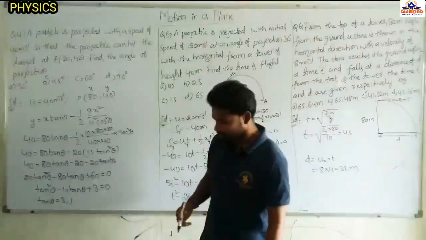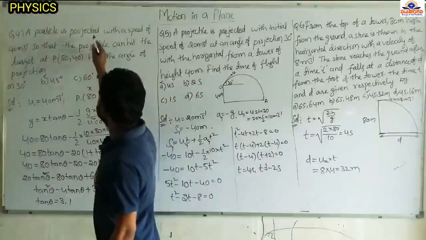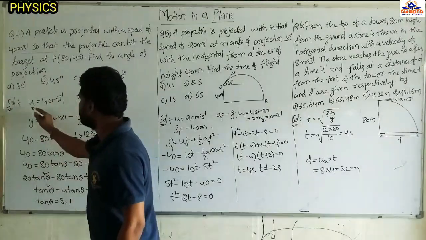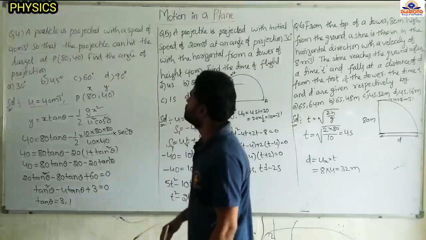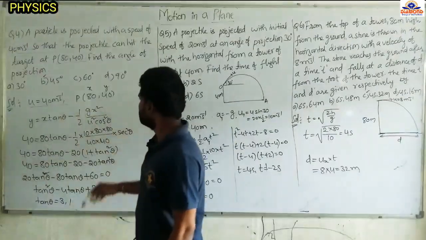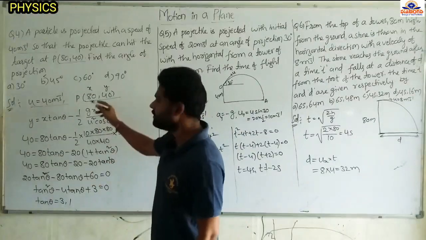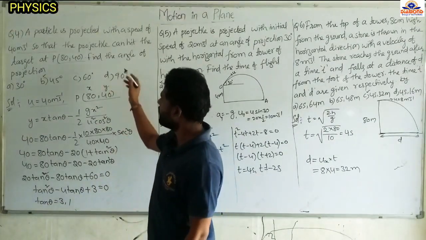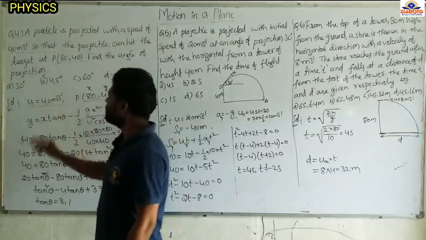See the next question, the fourth question. A particle is projected with a speed of 40 meter per second. So the speed they gave is 40 meter per second. The projectile can hit the target at the point they gave, 80, 40. So 80 is the x coordinate and 40 is the y coordinate. Find the angle of projection. We have to find the angle of projection.